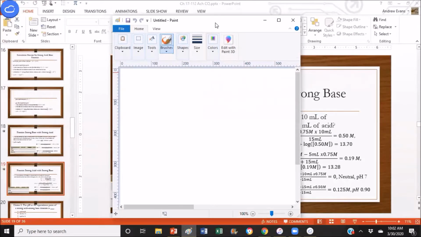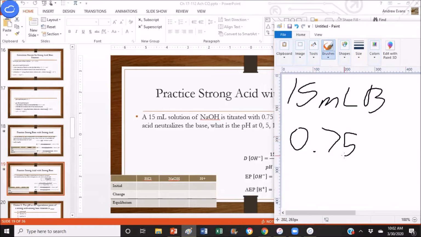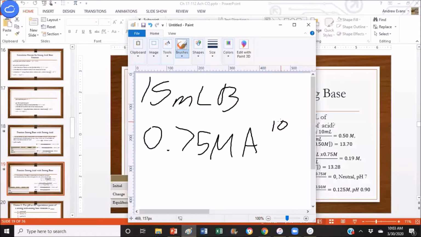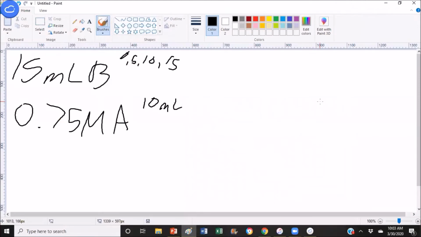We have our base. We have 15 mL of our base. We have 0.75 molar acid, and it says it takes 10 mL of acid to neutralize the base. Okay, so what is the pH at 0, 5, 10, and 15? We want to go 0, 5, 10, 15. So we want to know the pH of our base under these conditions.